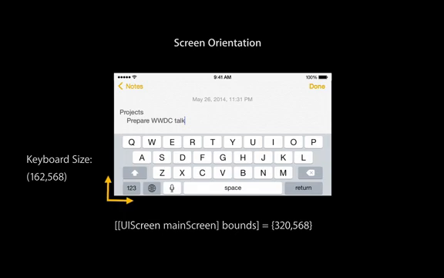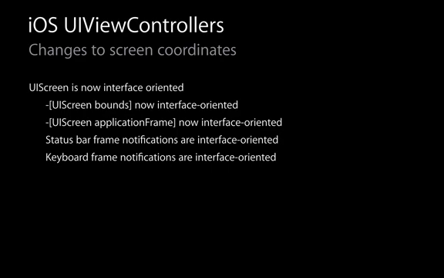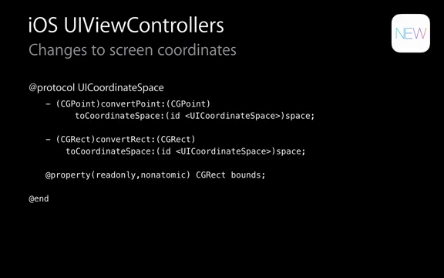So in iOS 8, we're changing that a bit, and everything is now interface oriented. So the keyboard size notifications are going to be interface oriented. A few other things are going to be interface oriented. But you still may need a fixed coordinate system. How do you do that?